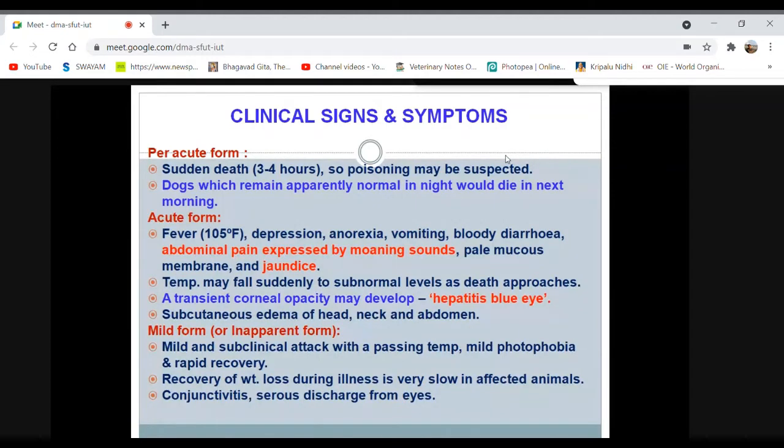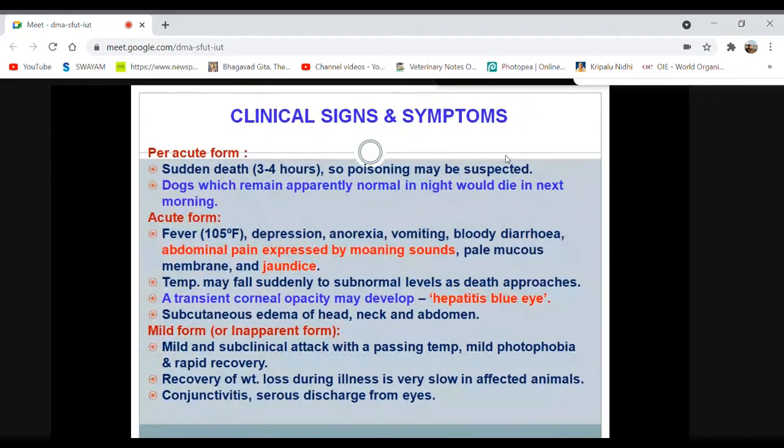one expression by the affected dogs is known as moaning sounds, a crying type of sound, because of the pain. They are not relieving it, and they cannot control it. So at that time they produce a typical moaning sound, a crying type of sound.